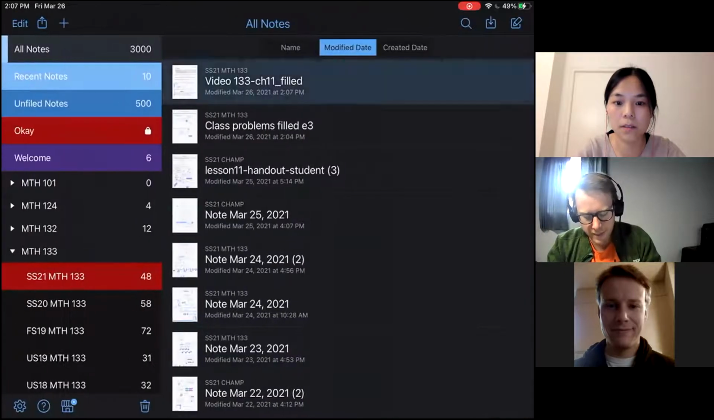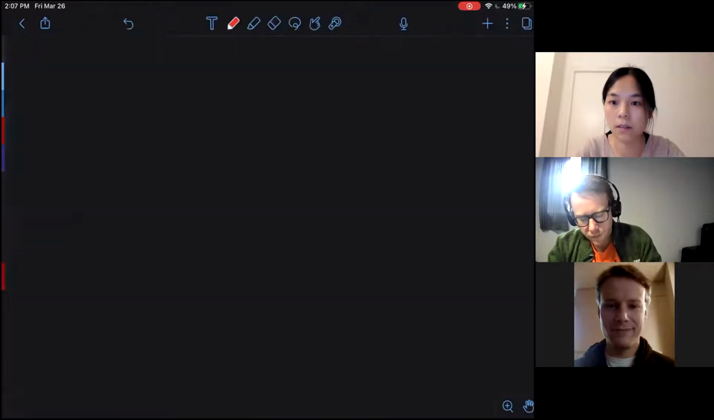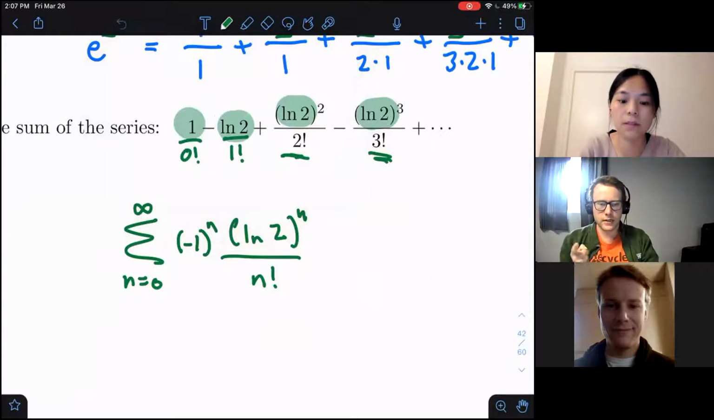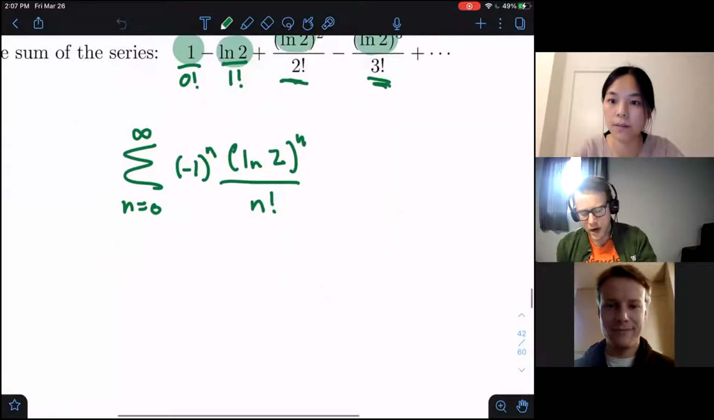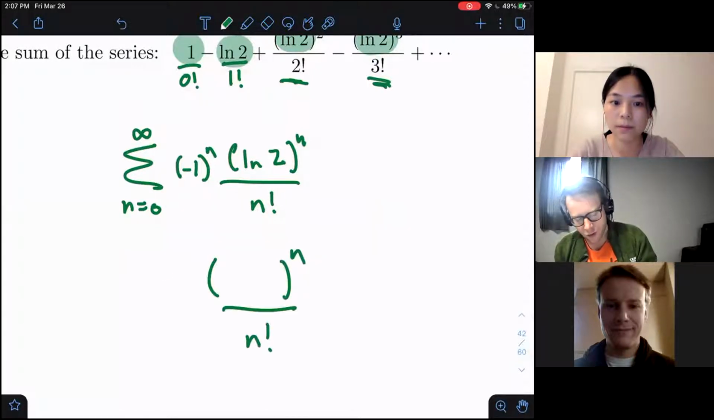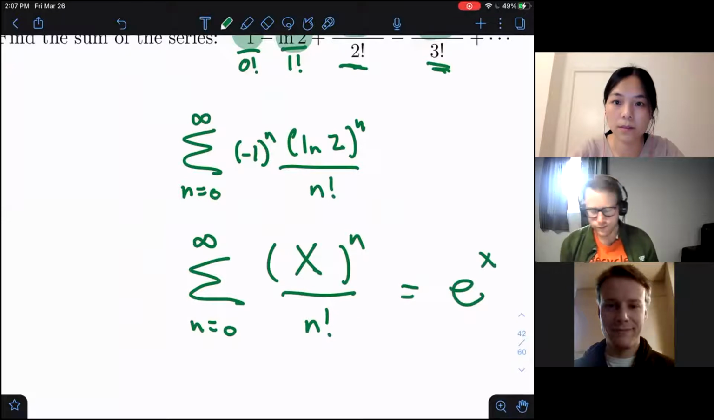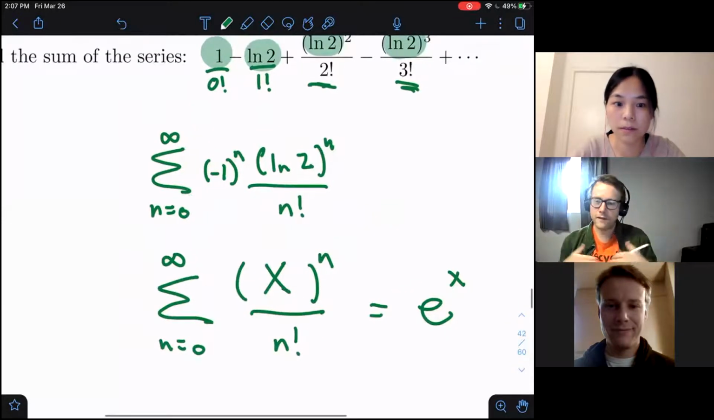So now let's go ahead back here and take a look at this. If I want this to align with this e to the x business, remember I just need one x being raised to the nth power divided by n factorial. And if I can get something like this, where whatever this x is, then this would be equal to e to the x.